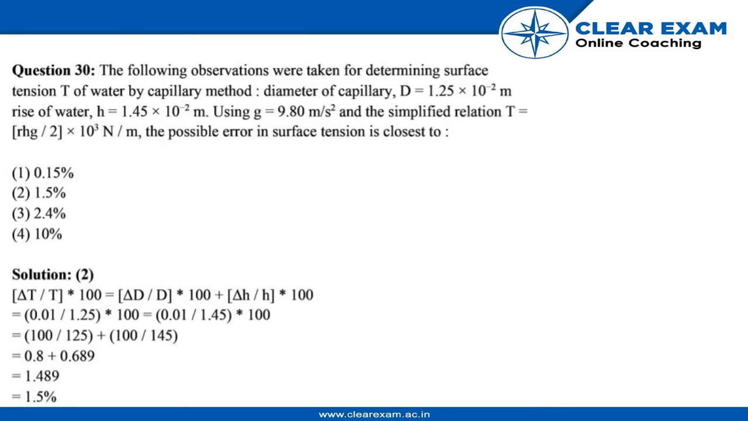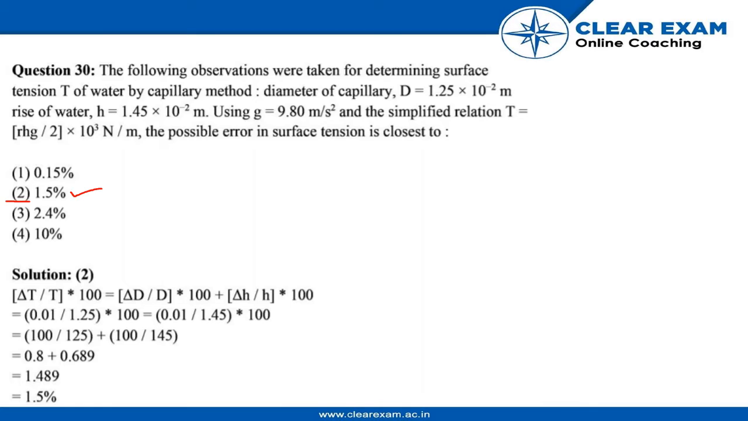Using g is equal to 9.80 meter per second squared and the simplified relation T is equal to rhg by 2 × 10^3 Newton per meter, the possible error in the surface tension is closest to which option? 0.15%, second 1.5%, third 2.4%, and fourth 10%. So the correct option here is 1.5%, that is the second.